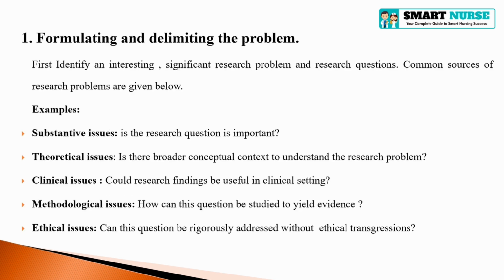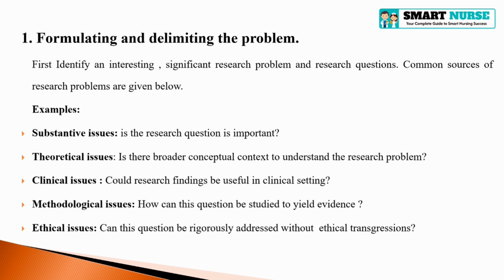And next, formulating and delimiting the problem. Mainly, first identifying an interesting, significant research problem and research question. Common sources of research problems include, for example, substantive issues, theoretical issues, clinical issues, methodological issues and ethical issues. So you formulate and delimit the problem.